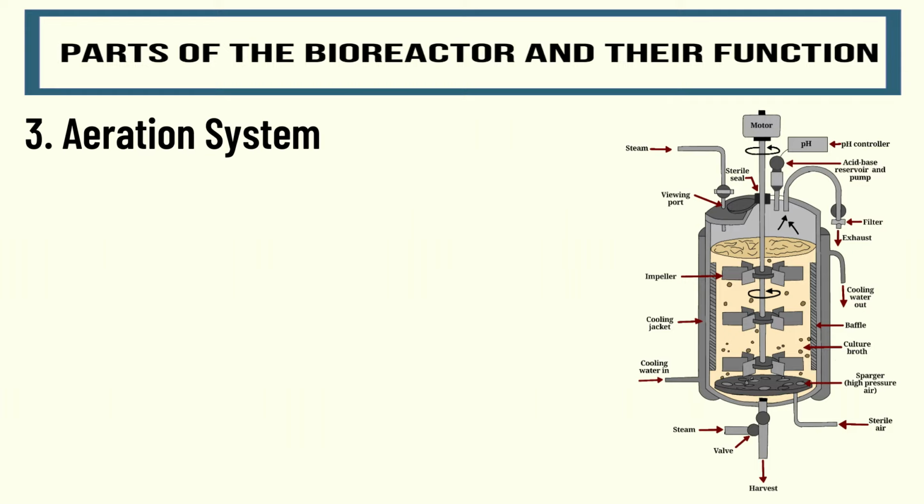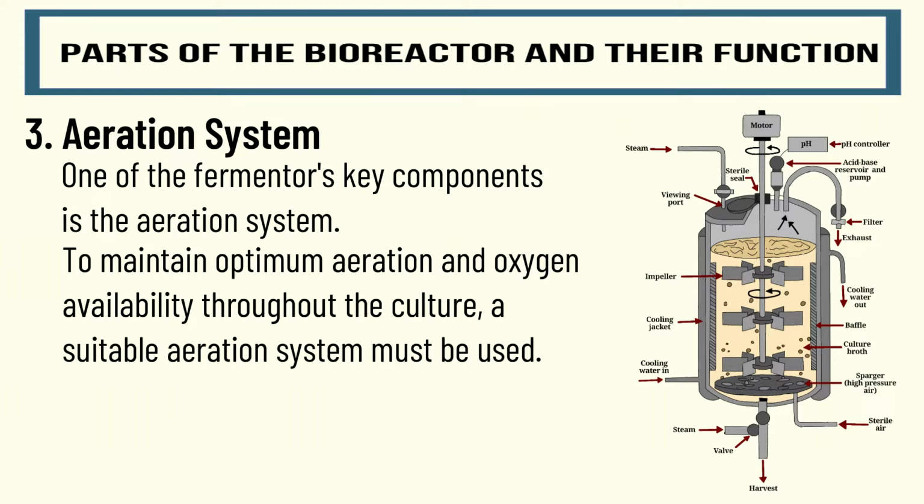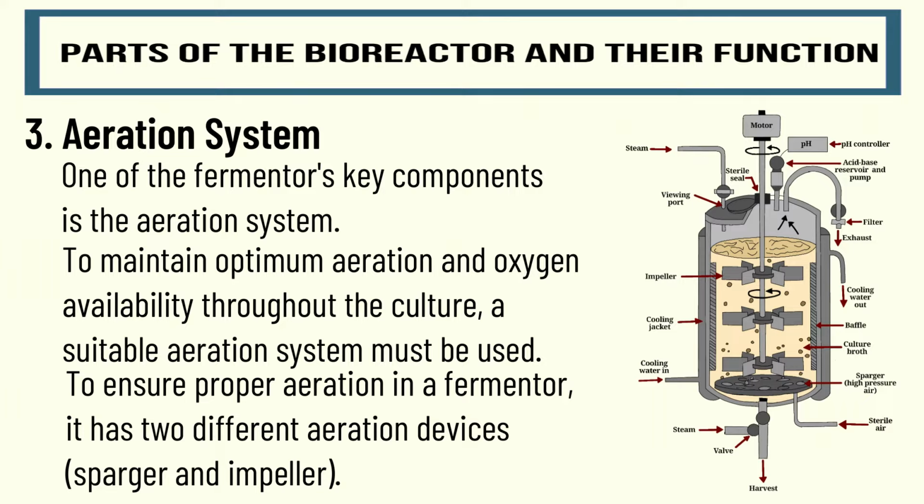Number 3. Aeration system. One of the fermentator's key components is the aeration system. To maintain optimum aeration and oxygen availability throughout the culture, a suitable aeration system must be used. To ensure proper aeration in a fermentator, it has two different aeration devices, sparger and impeller.